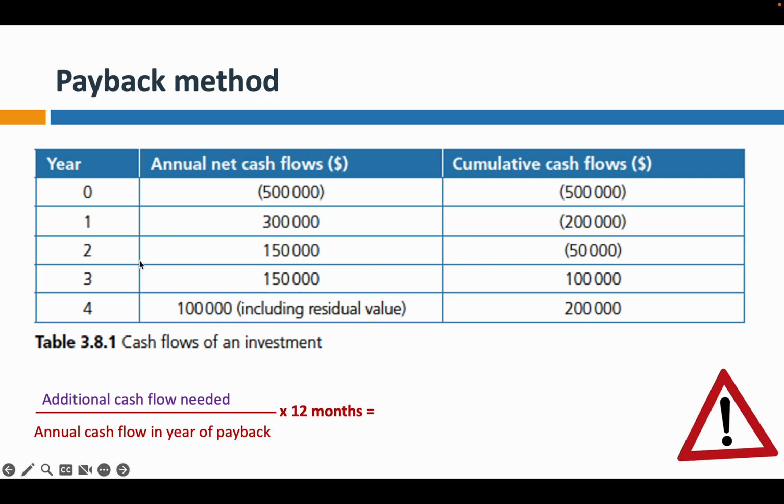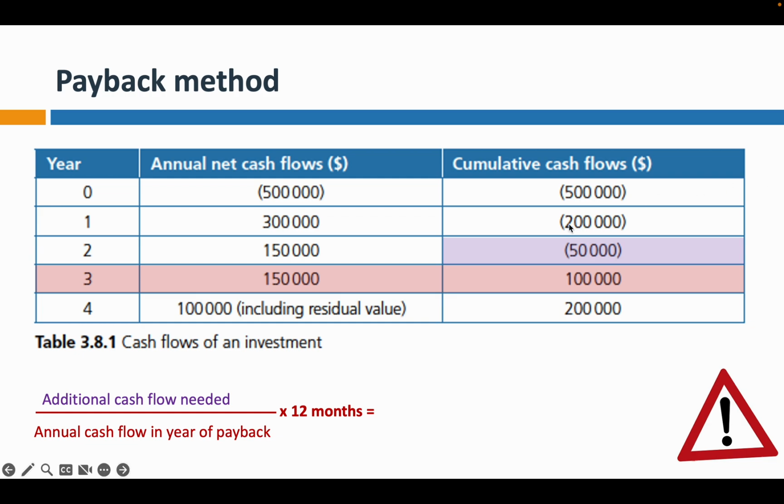But now we need to make sure what numbers we put where. We know that payback is happening in year 3. So the annual cash flow in year of payback is going to be 150. That's going to be a red number. And we know that the additional cash flow that we need is 50,000, because this much money we need at the end of year 2 in order to pay back, in order to get to 0. So these are the numbers that we're going to use.